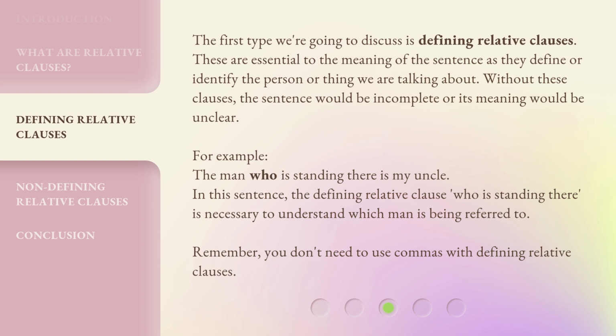The first type we're going to discuss is defining relative clauses. These are essential to the meaning of the sentence as they define or identify the person or thing we are talking about. Without these clauses, the sentence would be incomplete or its meaning would be unclear. For example, the man who is standing there is my uncle. In this sentence, the defining relative clause, who is standing there, is necessary to understand which man is being referred to. Remember, you don't need to use commas with defining relative clauses.